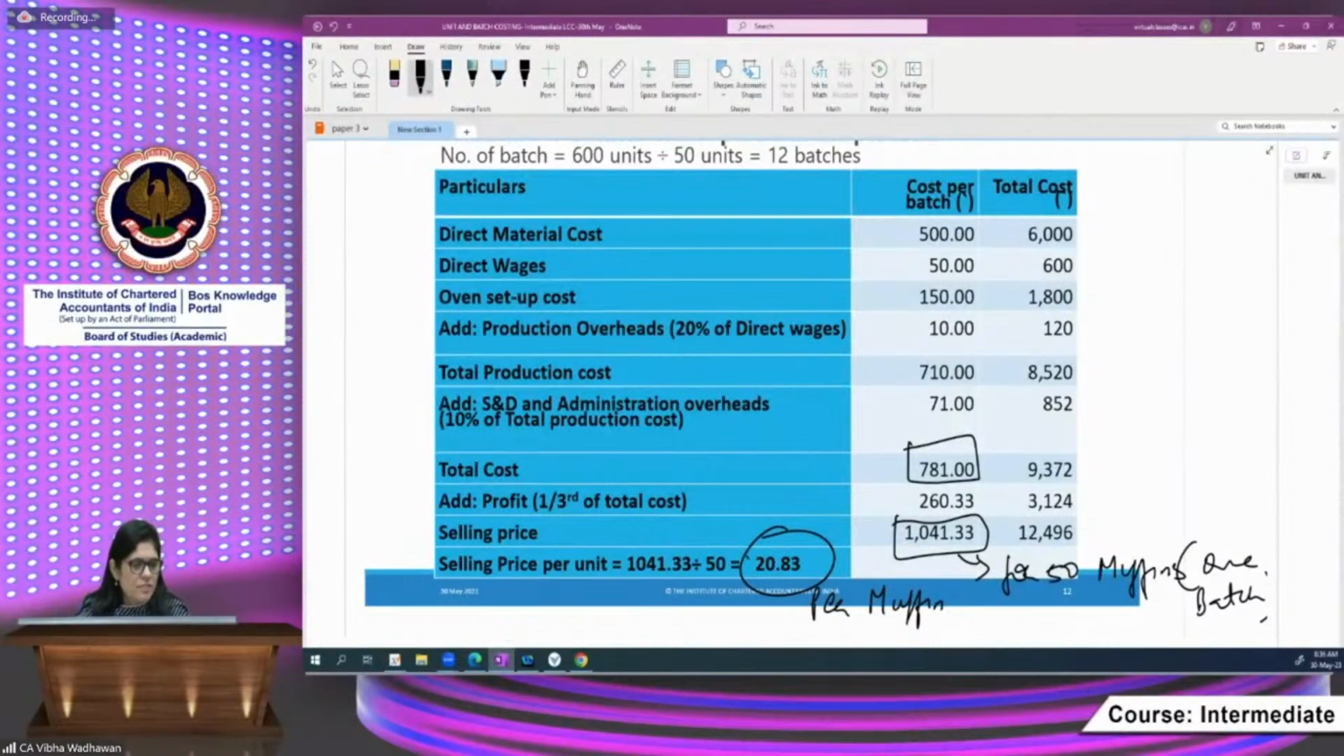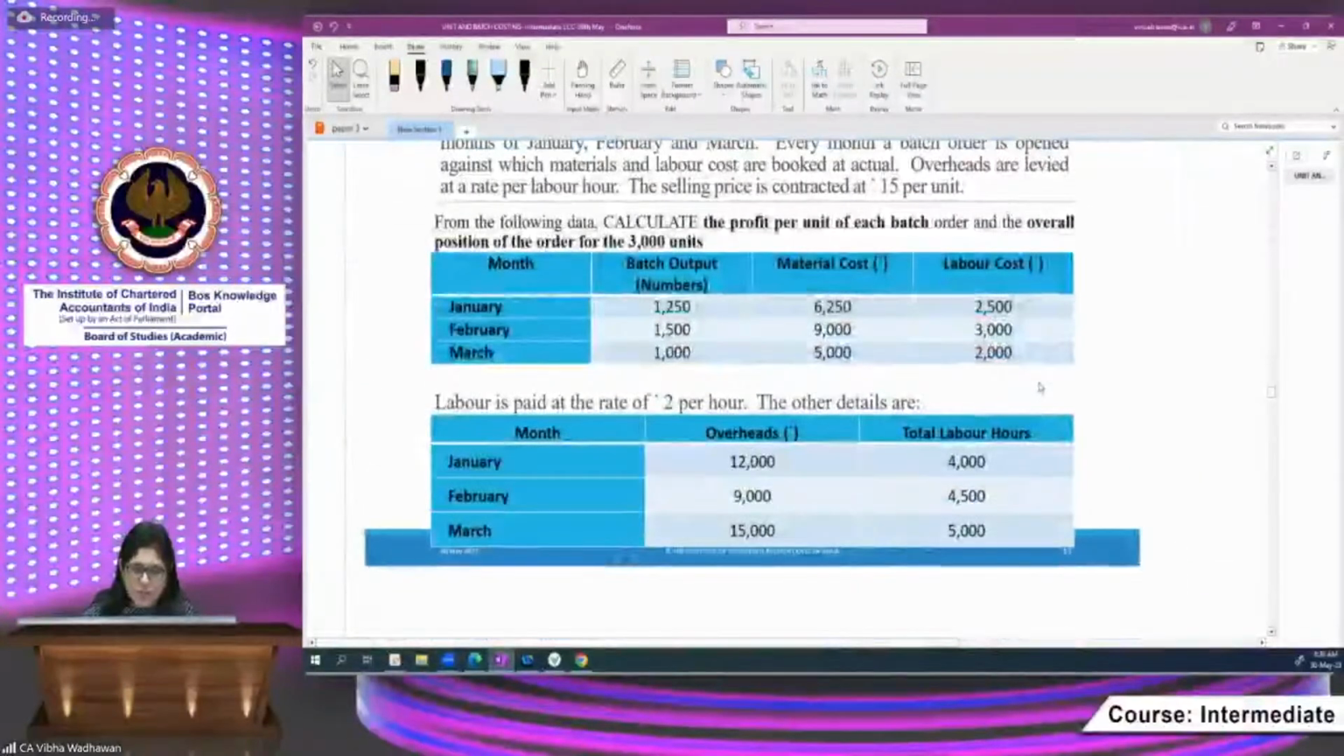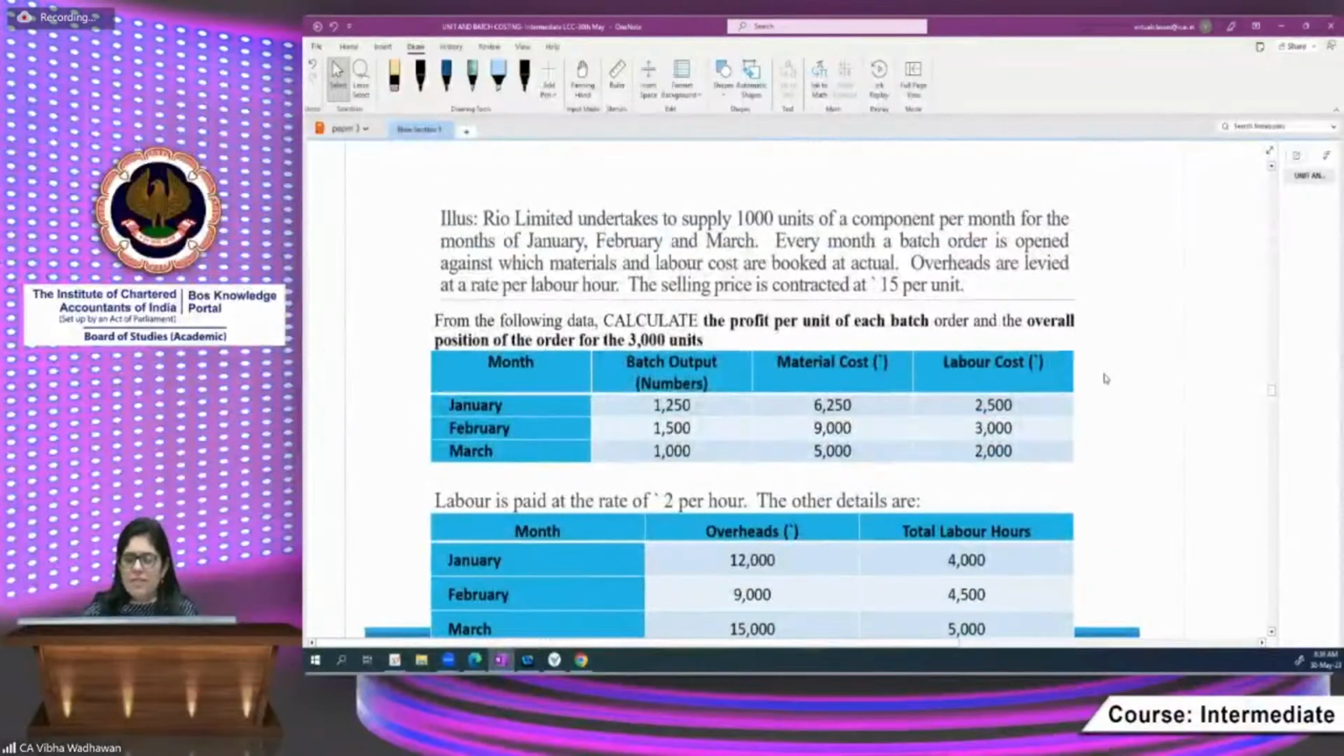Okay, so students, I hope you have understood. Good. Take note of the fair solution. So whatever question we are doing in unit and batch costing, we are following all the elements of cost. We have to take all the elements of cost. Okay, moving further. Okay, we have another question. So very similar question which we have done, but still we can quickly just understand this question.